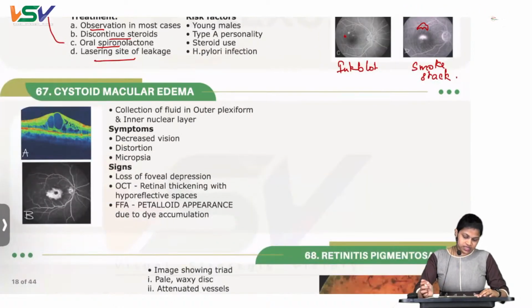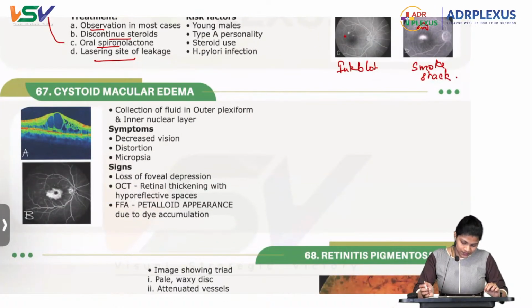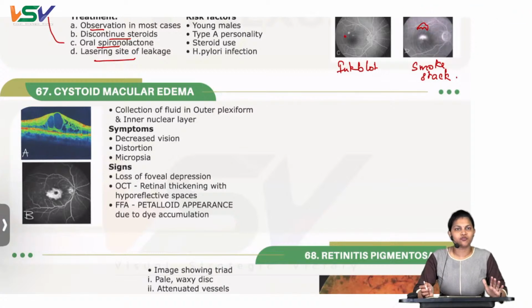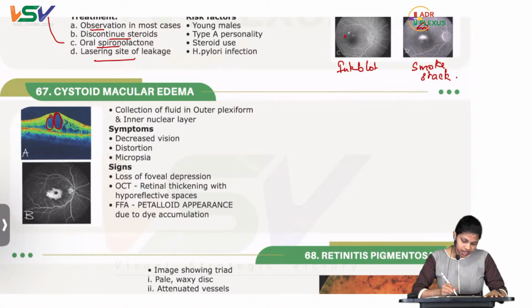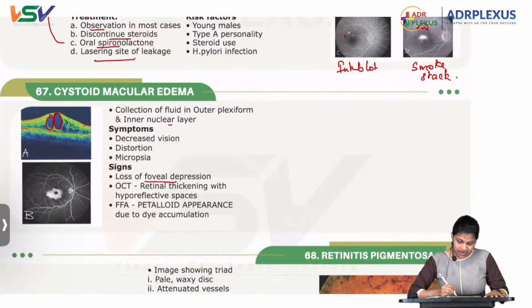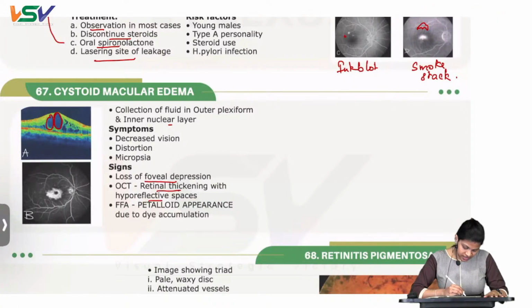Now, what you can see in the 67th photo: the first image is an OCT, so suspect a macular pathology. You have lost the normal foveal contour; it's not a normal macula. What you see here are cystic spaces, fluid-containing spaces in the outer plexiform and inner nuclear layer. So this is cystoid macular edema. There is loss of foveal depression and retinal thickening with hyporeflective cystic spaces.